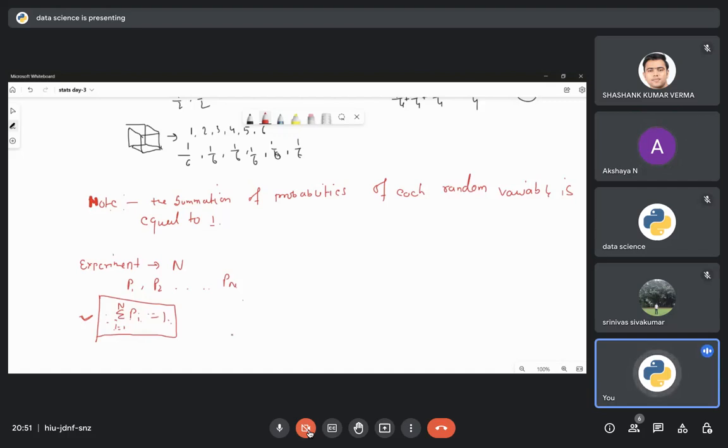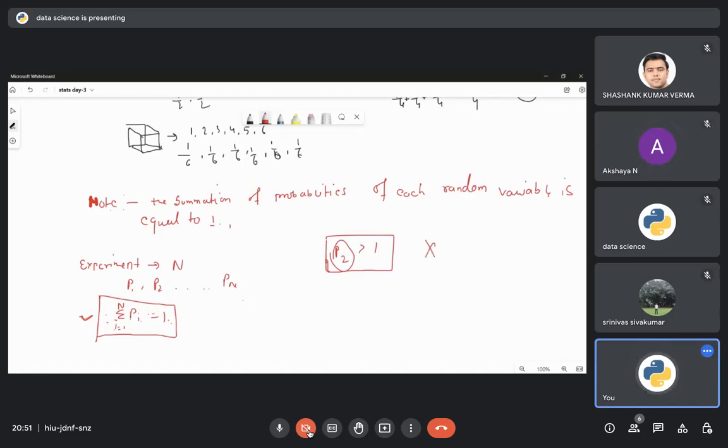And one more thing. If the summation of probability of each random variable is equal to 1, then is it possible for the probability value of any random variable to be greater than 1? Let's suppose, is it possible that P of 2 is greater than 1? No, sir. Because the summation of all those things is equal to 1, so how could P2 be greater than 1? Not possible at all.